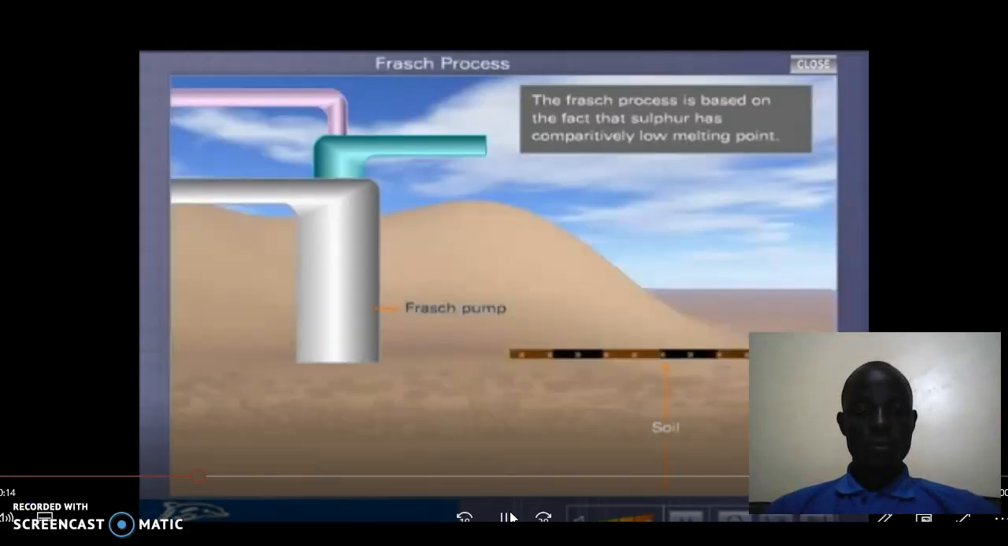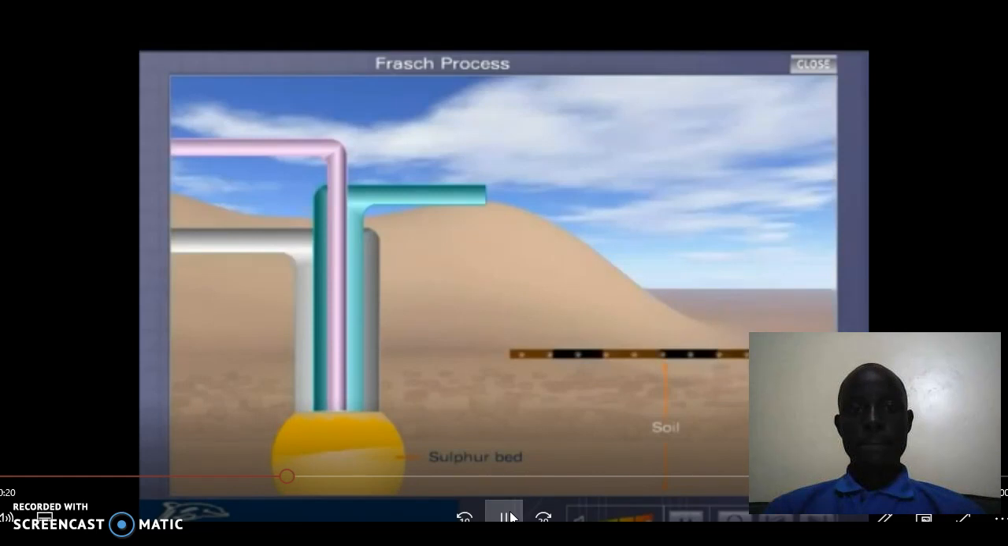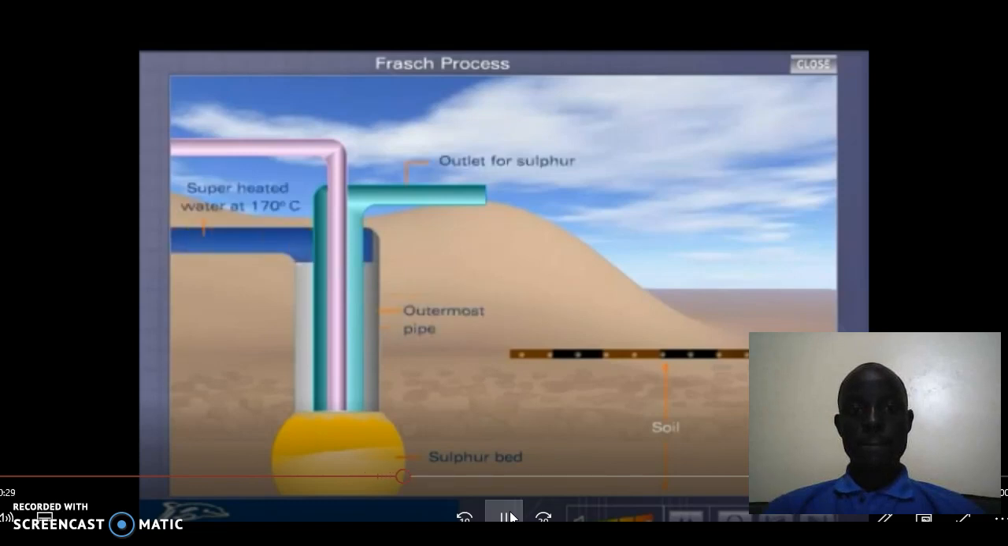The Frasch process is based on the fact that sulfur has a comparatively low melting point. The Frasch pump, consisting of 3 concentric pipes, is sunk deep into the sulfur bed. Superheated water at about 170 degrees Celsius under pressure is pumped into the outermost pipe. The superheated water enters the sulfur bed. This melts the sulfur present in the sulfur bed.